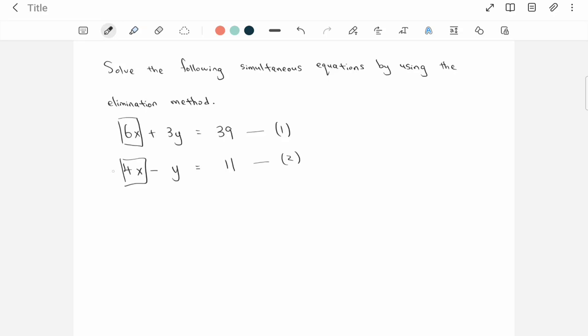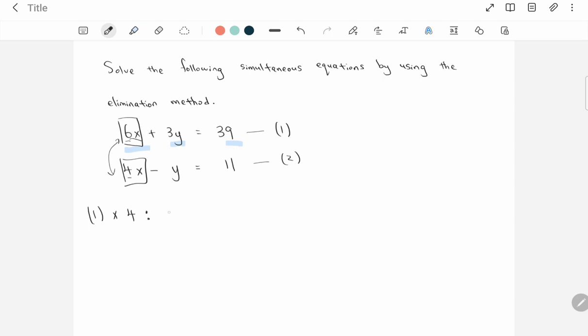How? Very simple, just multiply them with each other. What do I mean by that? We multiply the 6 and the 4 with each other. So now we take equation 1 and multiply it by 4. It simply means that all the items in equation 1, I have to multiply by 4.